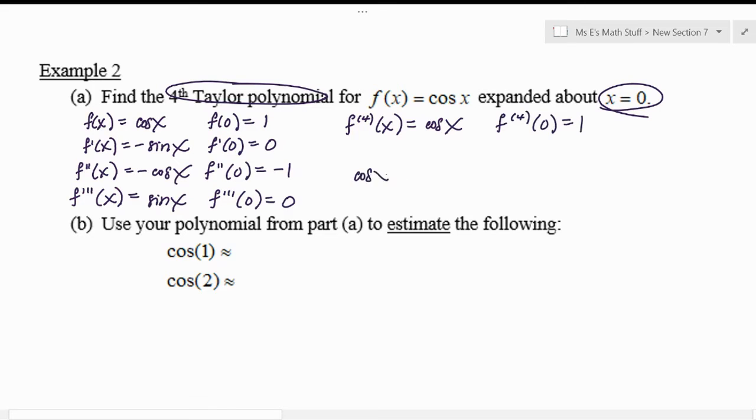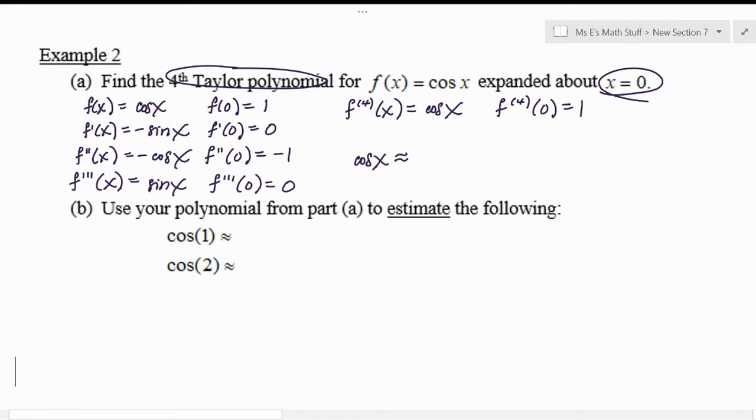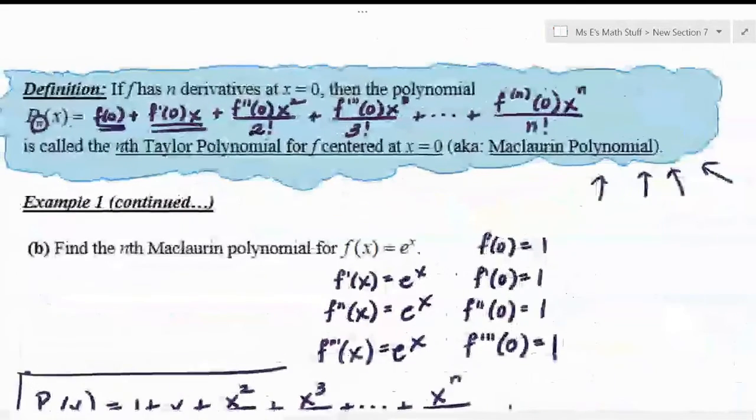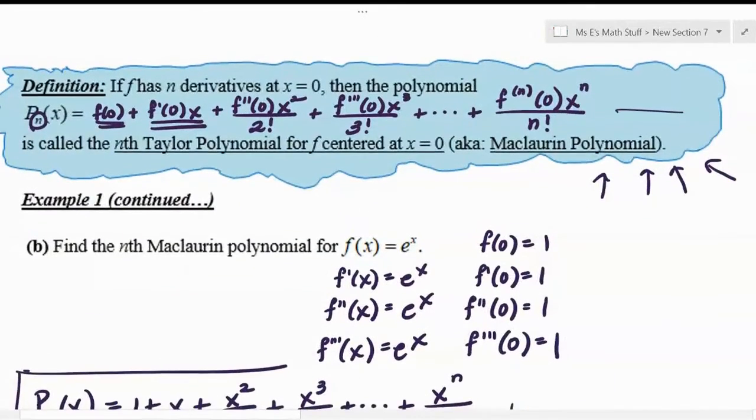It means cosine of x can be approximated with, okay, so now my friends, let's just make sure we know what we're doing here. Here's the plan. We're going back to this formula right here. It's just that this time f of x is cosine, right?